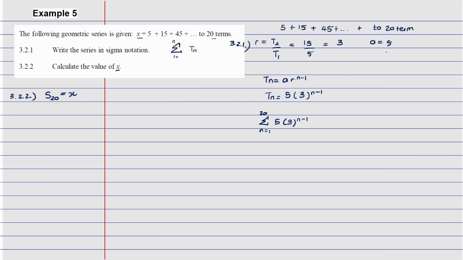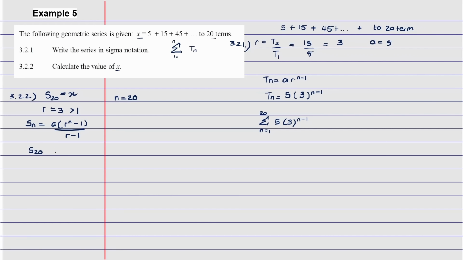So now, looking at our r, we know that we're looking for S of 20, and we know that our r is equal to 3, which means it's greater than 1. So we're going to use this formula: Sn is equal to a, open bracket, r to the power n minus 1, then divided by r minus 1. We know that a is equal to 5, r is equal to 3, and n is equal to 20, because we're finding S of 20 terms.